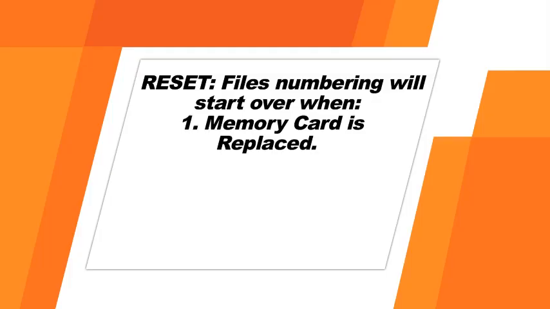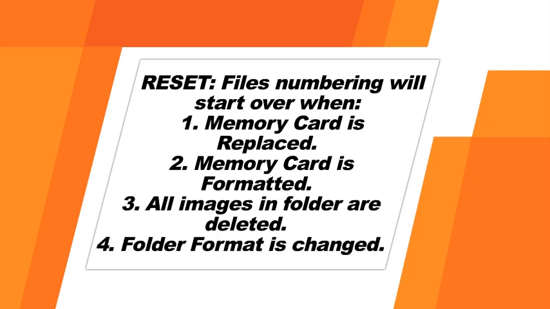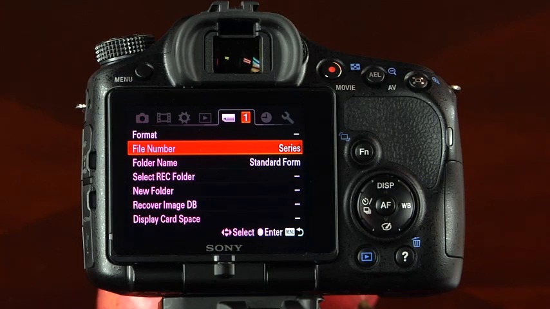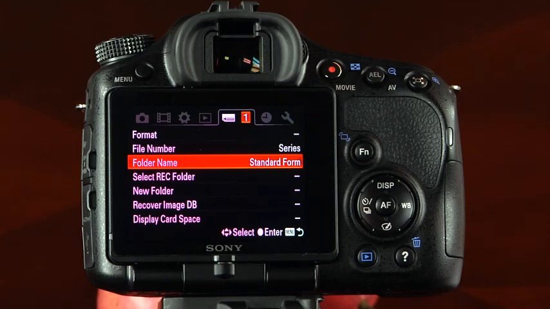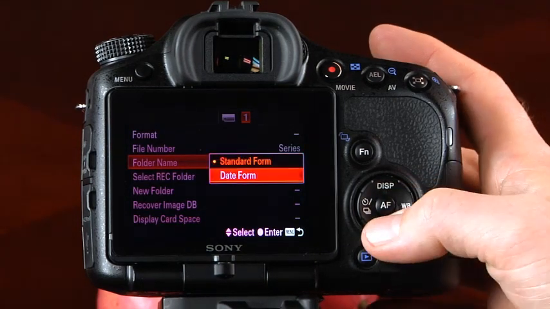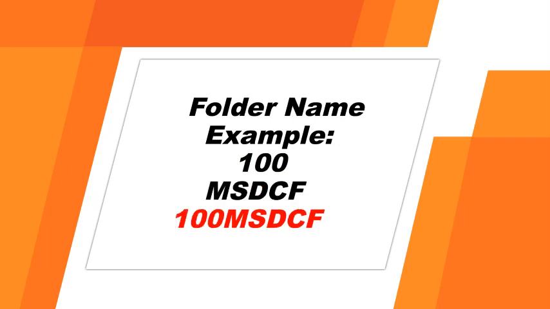The numbering will start over any time that the memory card is replaced, the memory card is reformatted, all the images in a folder are deleted, or when the folder format is changed. You also have control over the way that the camera names the folders where the images are stored. To change the folder name structure, navigate to the folder name option in the Memory Card Tool menu. There are 2 options, Standard Form and Date Form. When the Standard Form option is selected, the folder name will appear with the folder number first, followed by this suffix, which creates the folder name.